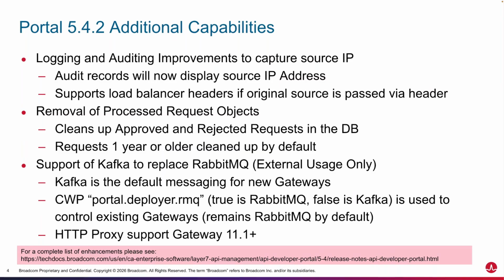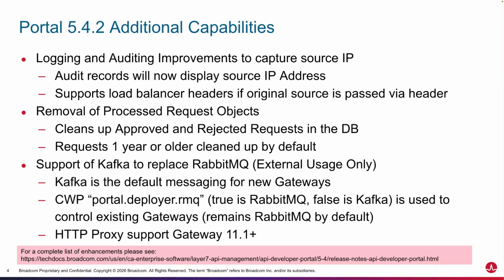Currently enrolled gateways will not change. They'll have this cluster wide property. It'll be set to true to indicate it's using RabbitMQ. And if and when you're ready to move to Kafka, you can just go in and change that cluster wide property, and it should work just the same as before.